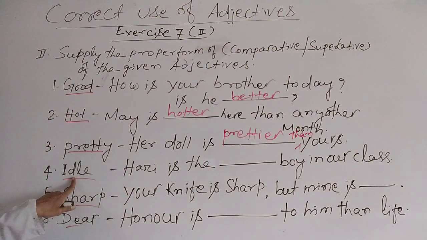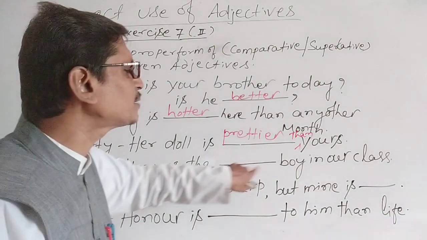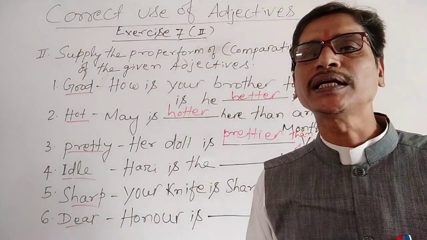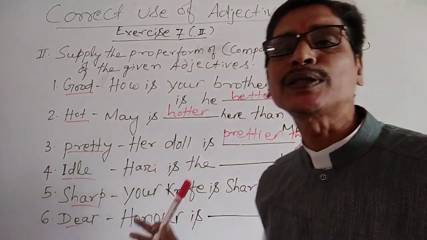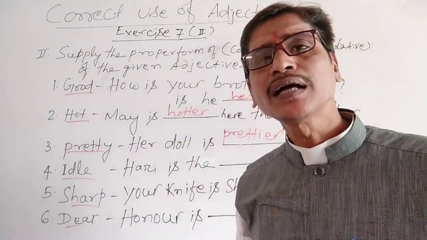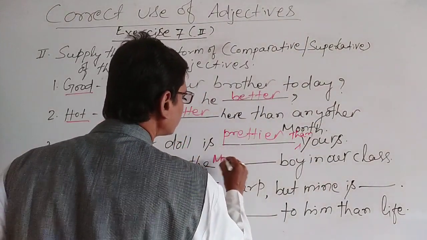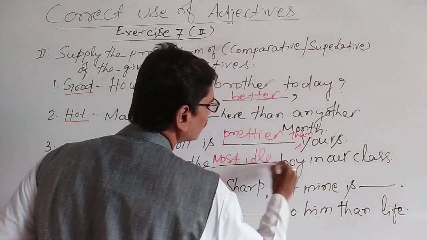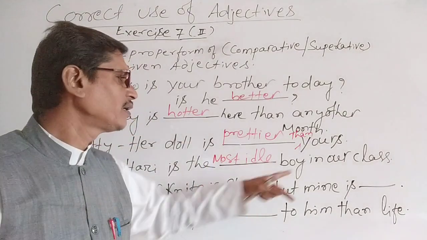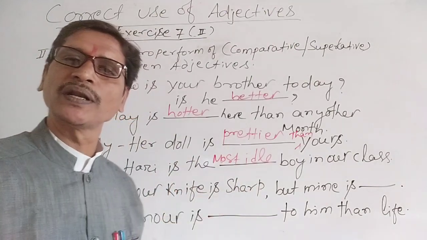Similarly, number 4, idle. Hari is the dash boy in our class. As you know, when we use a superlative degree, the is used before that. So here we will write most idle. Hari is the most idle boy in our class. Idlest also we can use as the superlative degree.